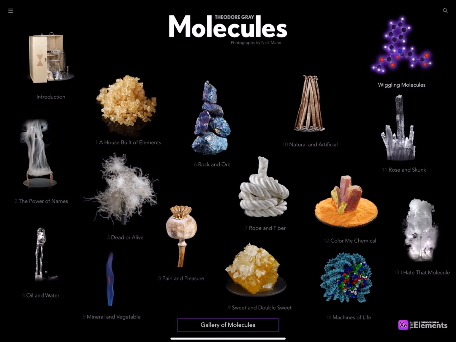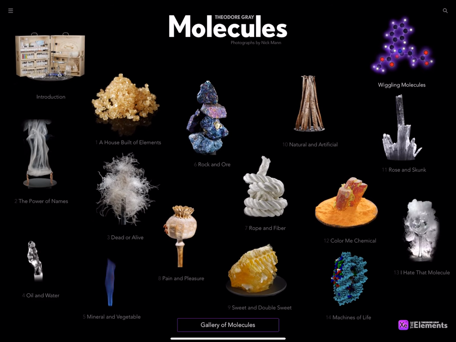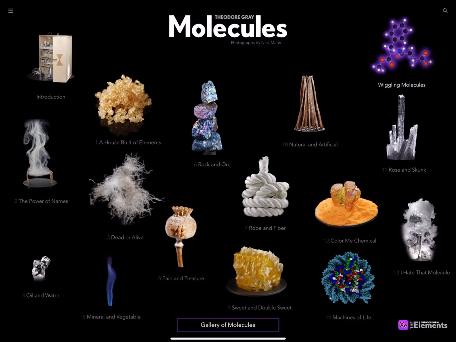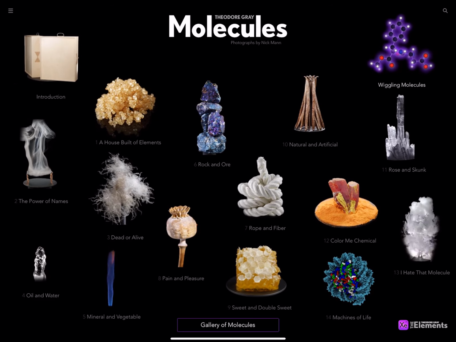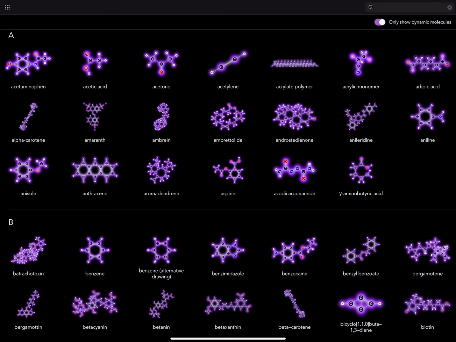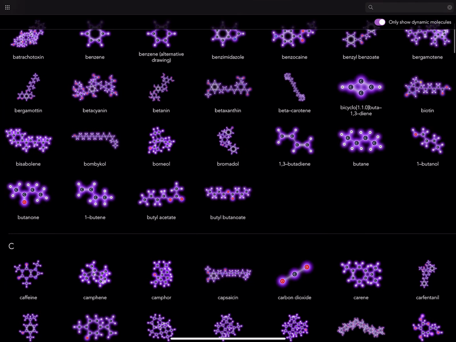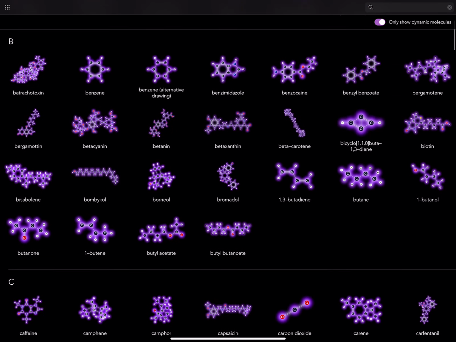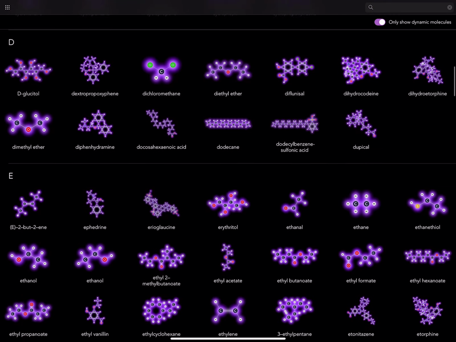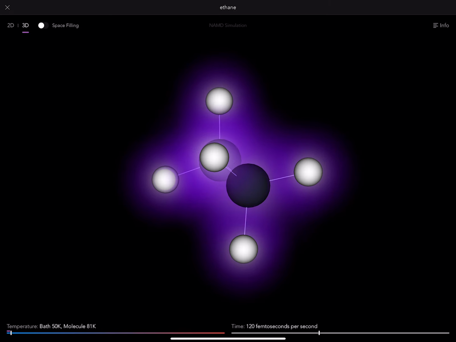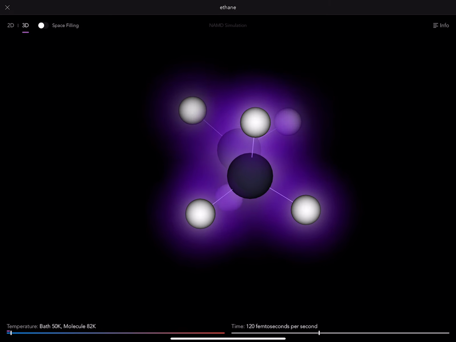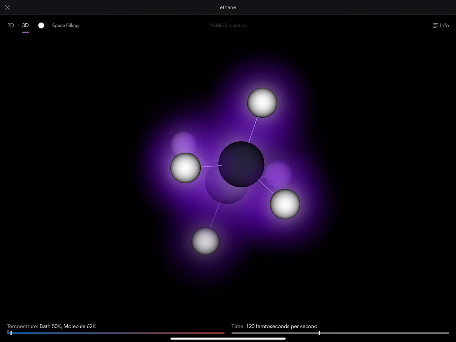This is an app called Molecules by Theodore Gray. He's also written a book about the elements, and they have apps that you can look at. One of the neatest things about this app is you can look up different molecules, but you can also see real-life simulations of how molecules behave in solution as they're wiggling around. So I'm going to show you one of the simplest organic molecules. It's called ethane. It's CH3CH3. And can you guys see that okay? So that's two methyl groups bonded to each other.